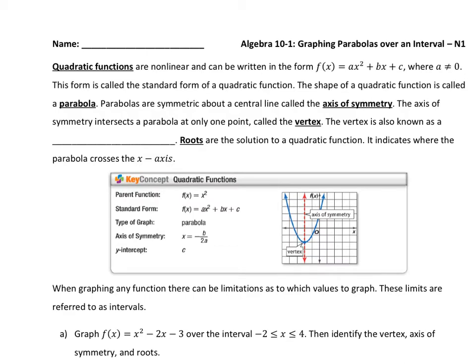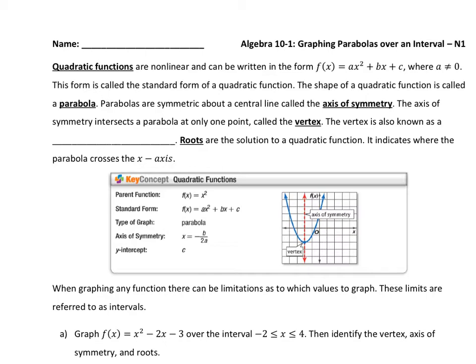Algebra Unit 10, Lesson 1, Notes 1, Graphing Parabolas over an Interval. Quadratic functions are nonlinear and can be written in the form f of x equals ax squared plus bx plus c, where a, b, and c are rational numbers. A cannot equal 0 either. You need that x squared term. This form is also called the standard form of a quadratic function.